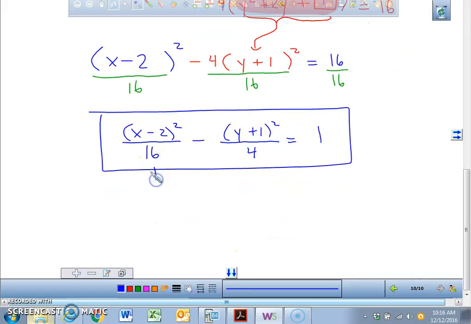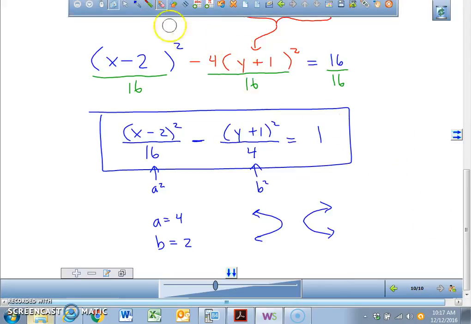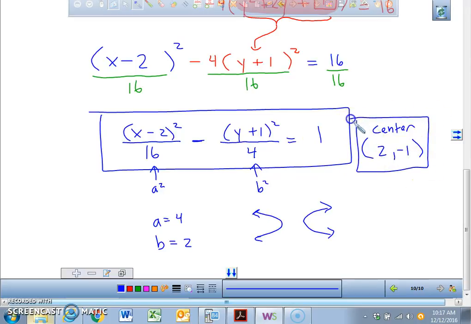In a hyperbola, this will always be your a squared up front. This will always be your b squared right here. So if you have a minus sign, this is always your a squared, that's always your b squared. Our a value is equal to 4. Our b value is equal to a 2. I know my hyperbola is going to go left and right. My final answer is going to go left and right because I'm leading out with my x values, not my y values. If I was leading out with my y values, it would go up and down. So right here, what's my center? 2 comma negative 1. My center is at a 2 comma negative 1.